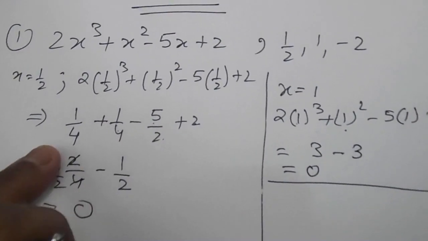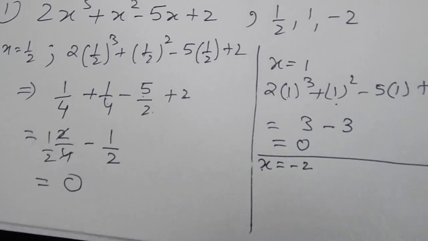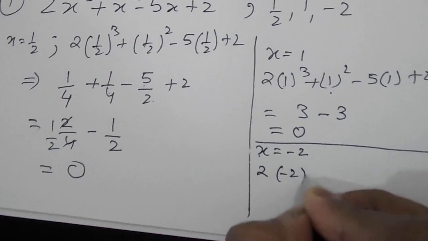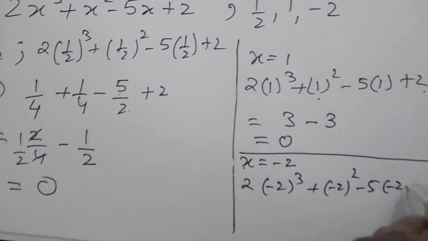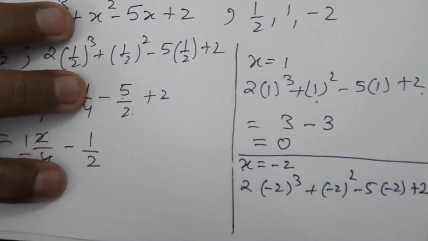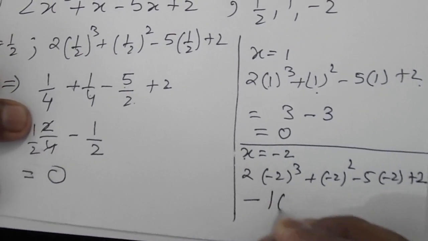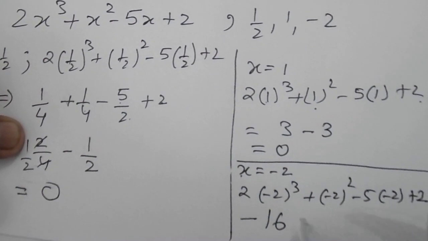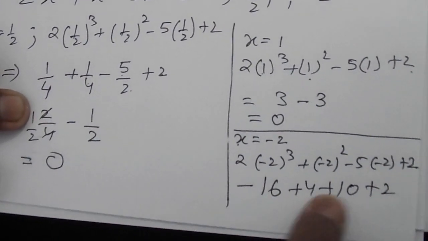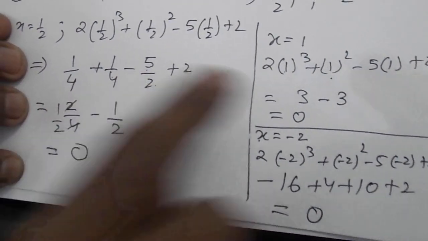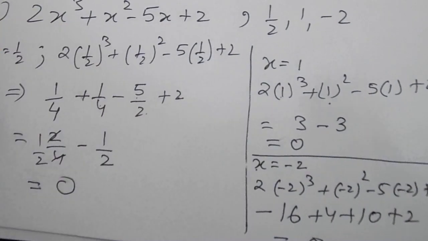Now we put x is equal to minus 2. This will become 2 into minus 2 cube plus minus 2 square minus 5 into minus 2 plus 2. So this is minus 8, and minus 8 into 2 gives you minus 16. This is plus 4 plus 10 plus 2. So dear students, this is minus 16 plus 16. So the answer is 0. In all 3 of these cases, we have seen that the answer is 0. So these 3 are the zeros of this polynomial.